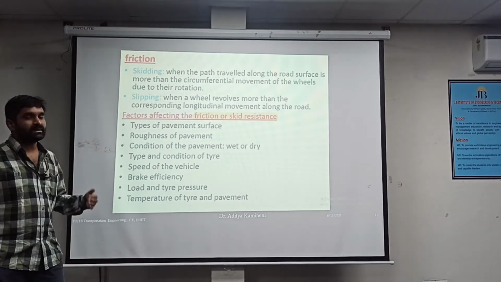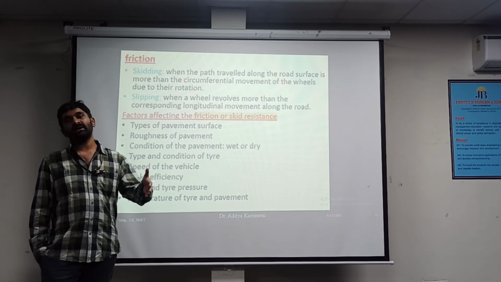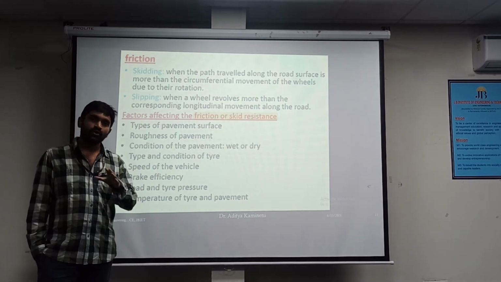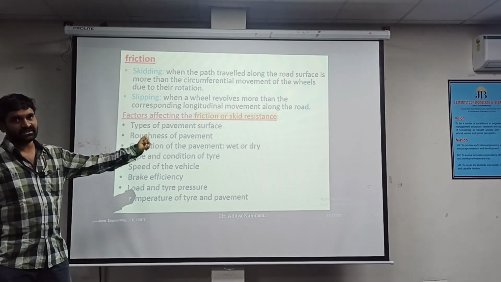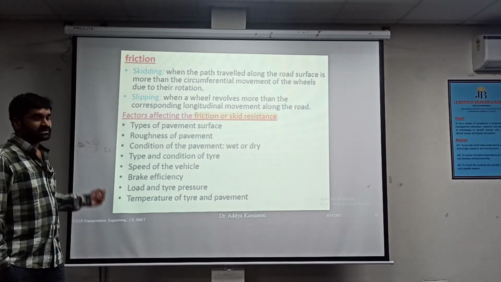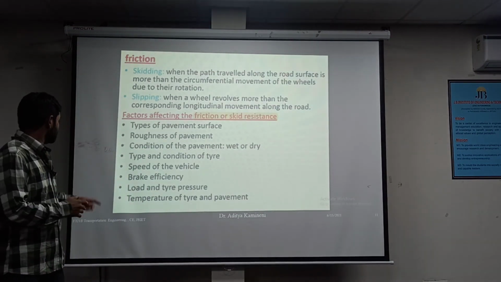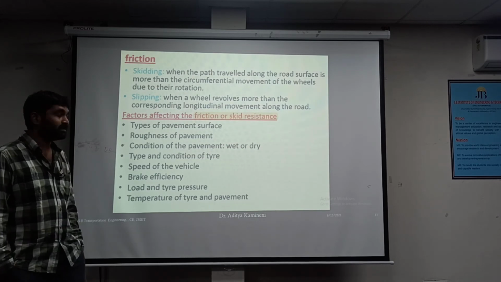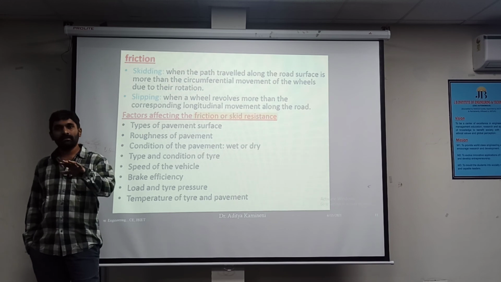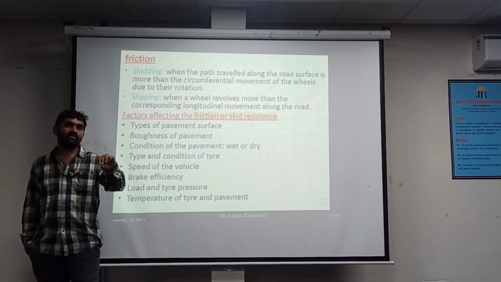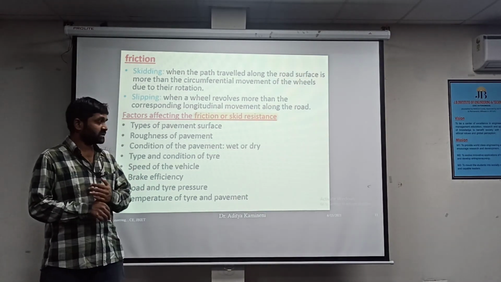And the speed of the vehicle. If you are designing a national highway, the norms will be different, and the speed is comparatively higher. If you are designing a village road, you need to take care of the speed also when you want to maintain the friction or skid resistance properly. And the brake efficiency: each vehicle will have a different brake efficiency. And the last one, temperature of the pavement. Why does temperature have to be taken into account? Temperature is a very significant parameter when you are talking about the viscoelastic nature of bitumen. So that's all about the various factors affecting the skid resistance.